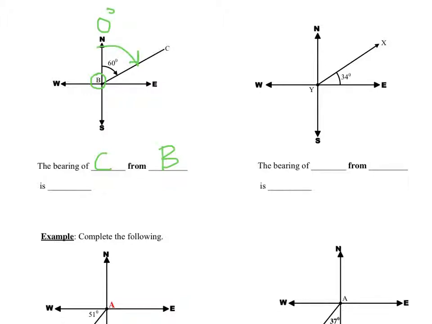Now, with 3 figure bearings, you can't just write 60 degrees. It's got to always have 3 digits, so you write down 060.